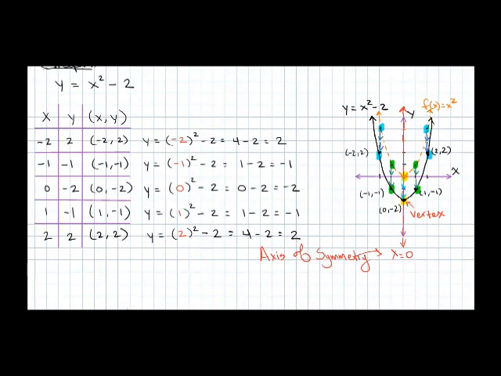We could have identified this by looking at the original equation, y is equal to x squared minus 2. That minus 2 at the end there after the x squared is what told us that it was going to be shifting our parent graph down 2 spaces.